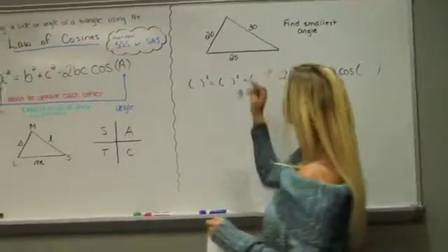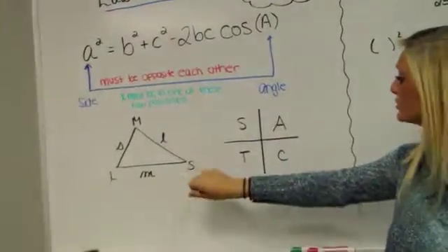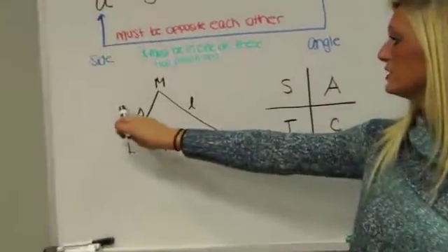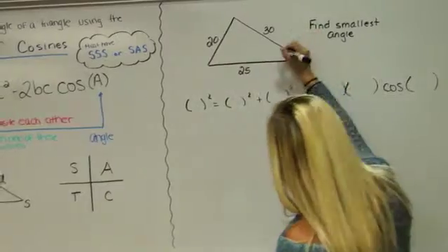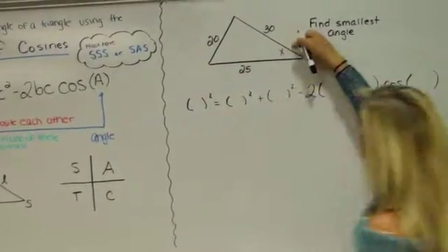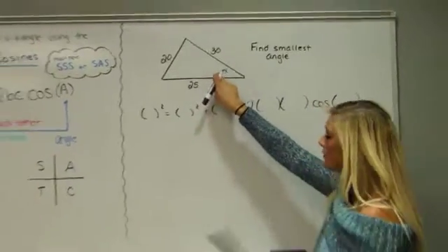So since we're looking for the smallest angle, from what we talked about previously, your smallest angle is opposite your smallest side of the triangle. Since the smallest value of the sides of this triangle is your 20 yards, you know that this is the angle that you need to find since it's opposite that side of the triangle. So we're going to label that with x.